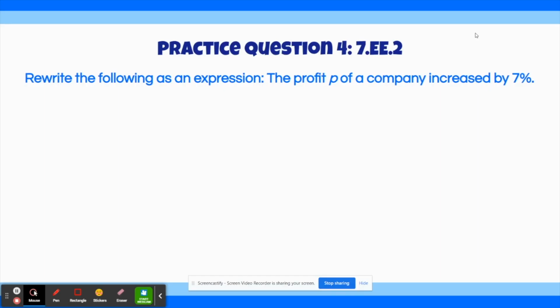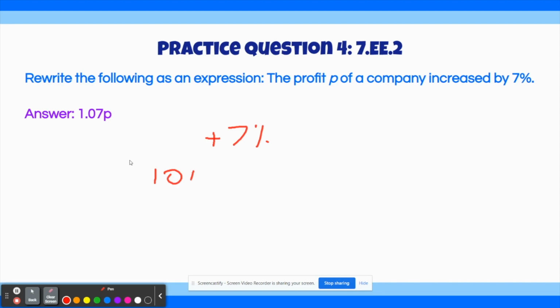Okay, the correct answer to this question is 1.07p. So we can think of this as a percent. The entire thing is a percent. So if it's increased by 7%, that means it is 107% of itself. 107%, because it's the original 100% plus the 7% that it's increased by.